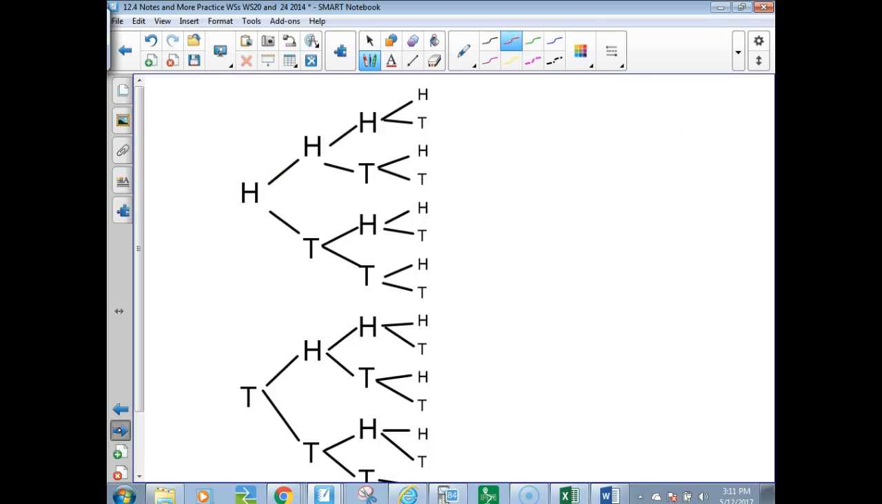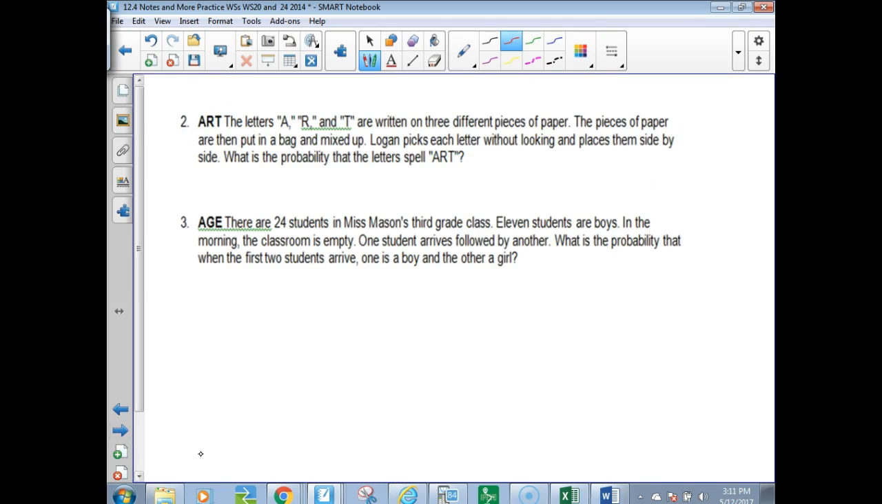Okay, well, we're almost done with this page. We got a couple more at the bottom, and then we'll be heading to worksheet 21. You are assigned worksheet 24, and 25 is what's going to be the assignment tonight.